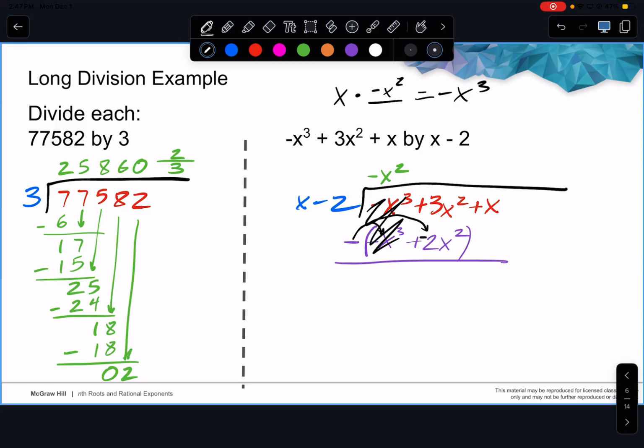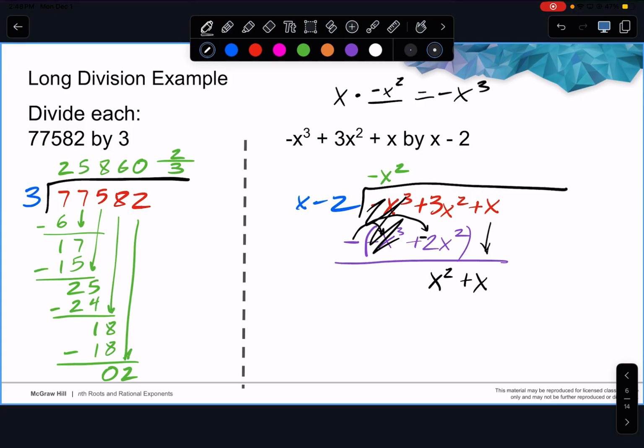So when we combine those, 3x squared minus 2x squared gives me what? 1x squared. So I have 1x squared, and then I'm going to bring this x down, so plus x. So that's our first step. There's a lot going on there. Now we repeat that.